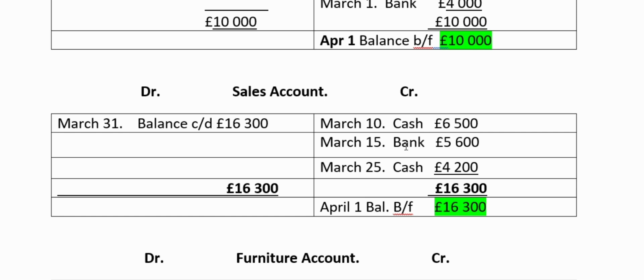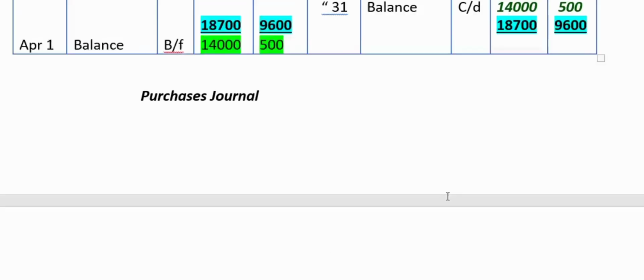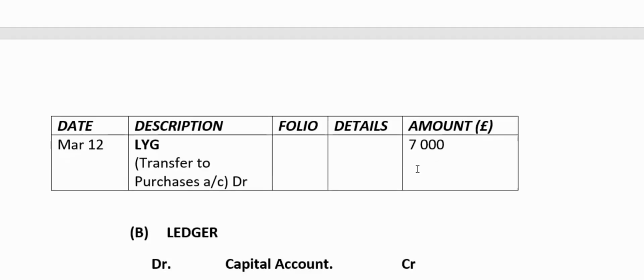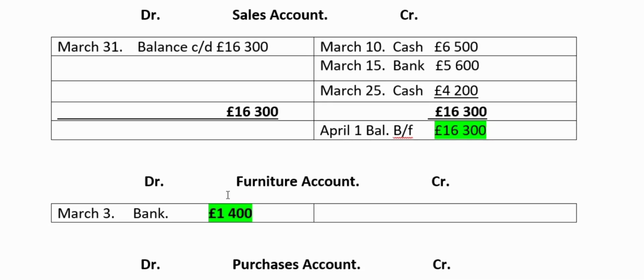So we have 6,005, 5,006 in bank, and then cash, with a total of 16,300. So total sales for that month was 16,300. The next we have is furniture. Furniture is at the credit side of the cash book, and so it goes to the debit side, that's the left hand side of the ledger account. So when we open the furniture account, that money is recorded at the debit side.